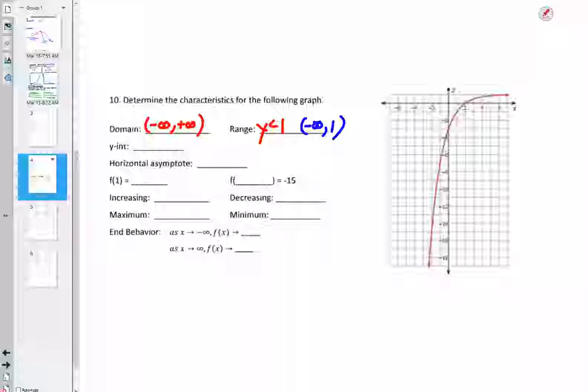How about y-intercept? Where it's touching the y-axis? It appears to be at (0, -3). I agree. Hey, look at that. We learned about horizontal asymptotes yesterday. Where is this horizontal asymptote?